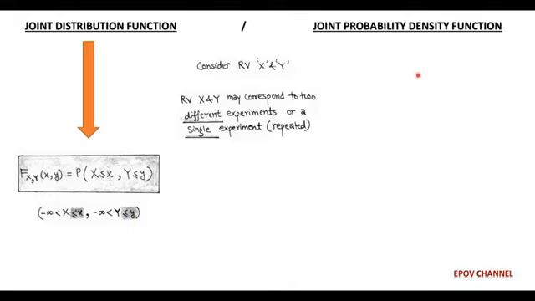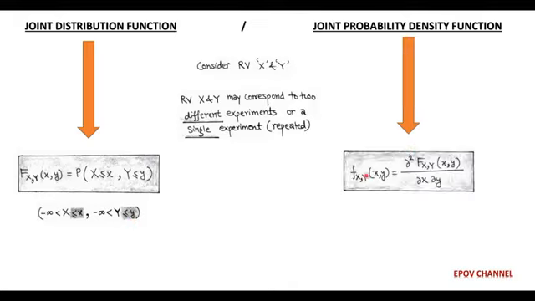Similarly, we can express the joint probability density function using relationship with joint distribution function, and it is expressed as small f function x comma y equals del square upon del x del y of capital F function x comma y. Here suffix capital X comma Y represent two random variables corresponding to two different or repeated experiments.